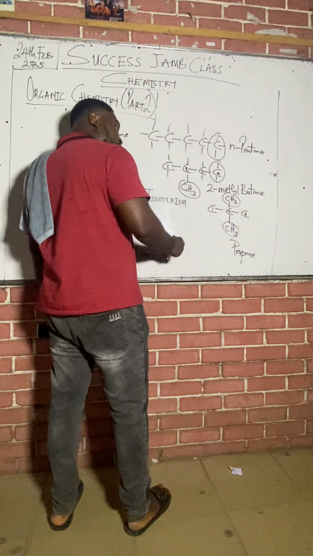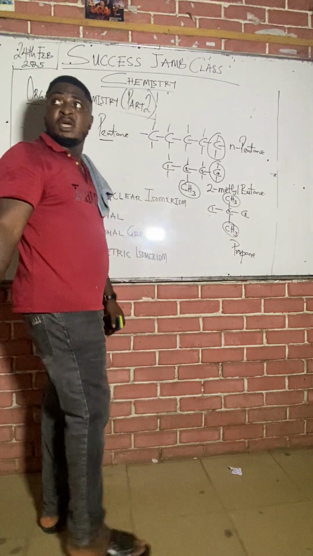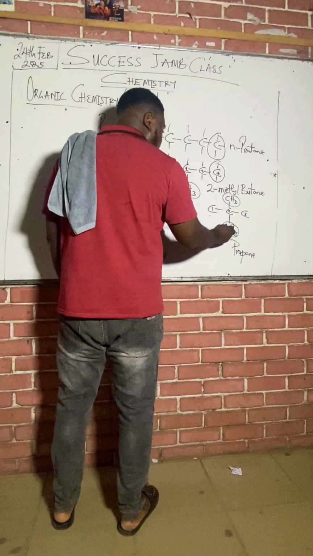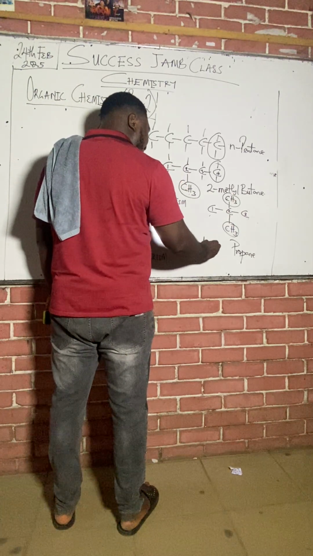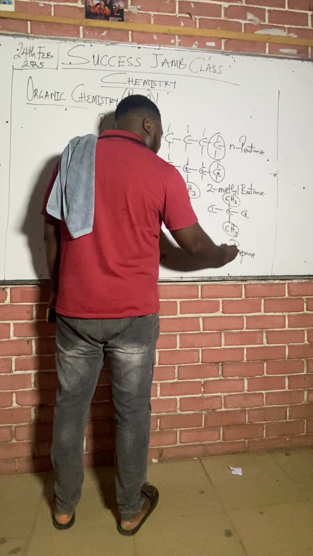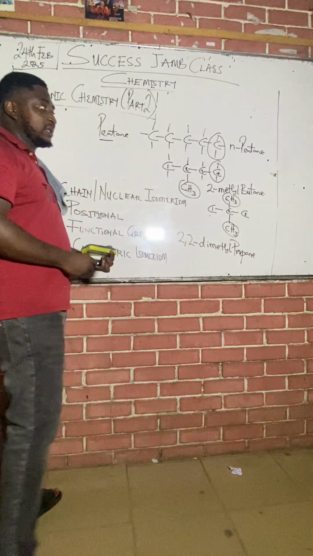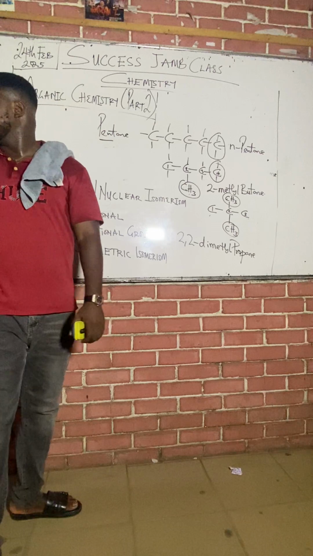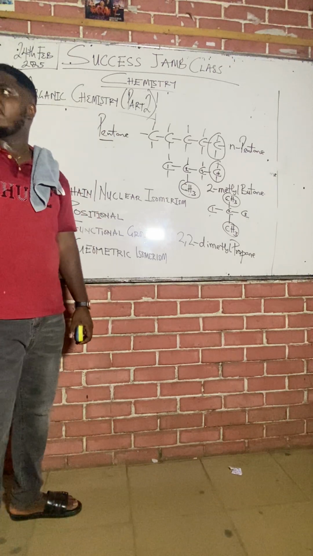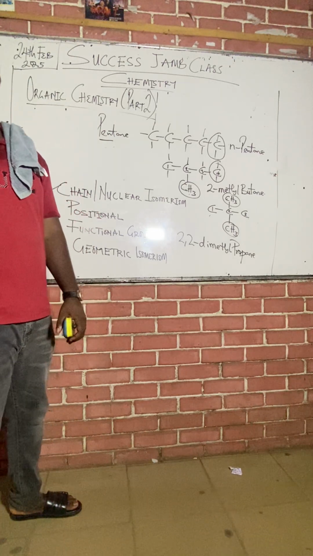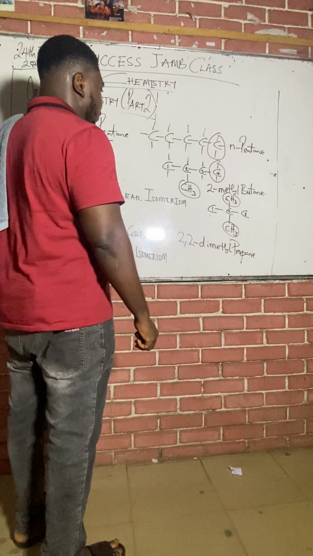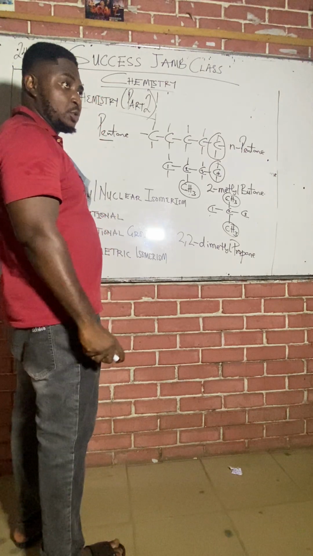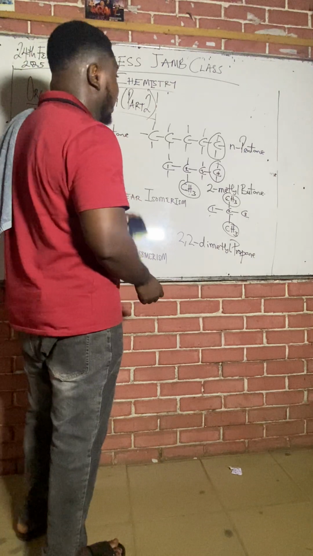How will we know the name? Mention the branch before the name. So it's going to be 2-methyl, another 2-methyl. So we'll call it 2,2-dimethylpropane. These are the 3 isomers of pentane.